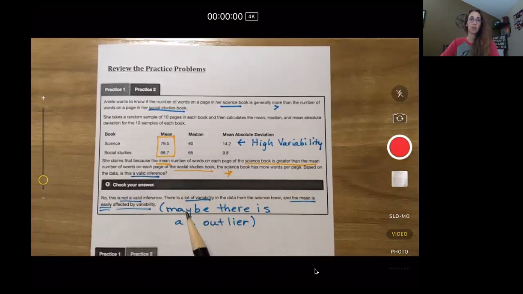Is it a valid inference? And it is not. So what we're looking at is one that has this high variability. It's much higher than the social studies. And if we have that high variability, we want to use the median instead, because the mean is easily affected by that high variability. And part of that could be that there's an outlier.